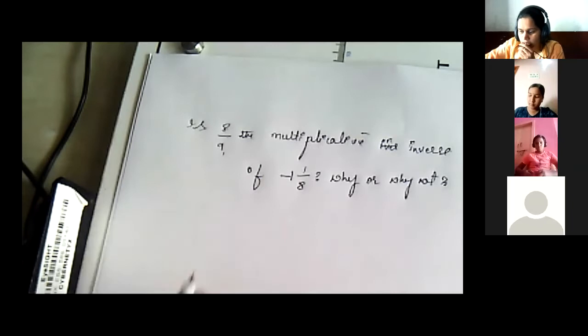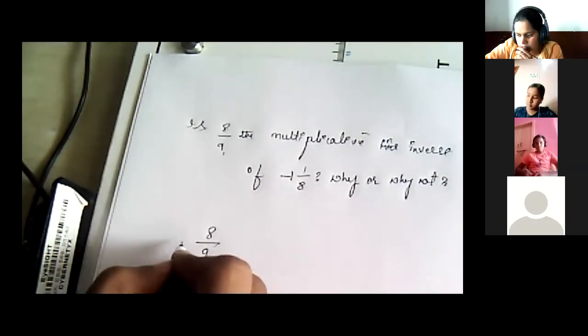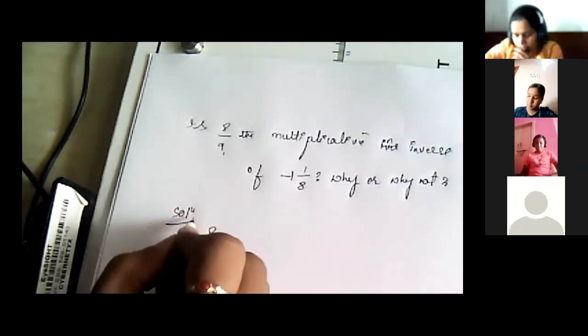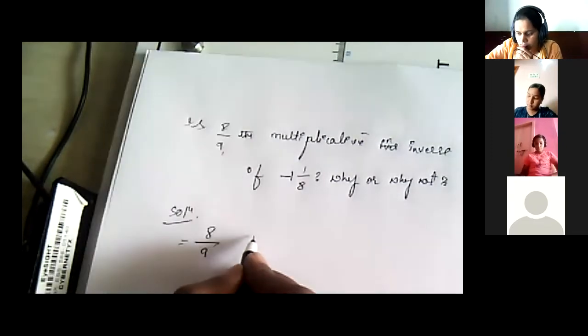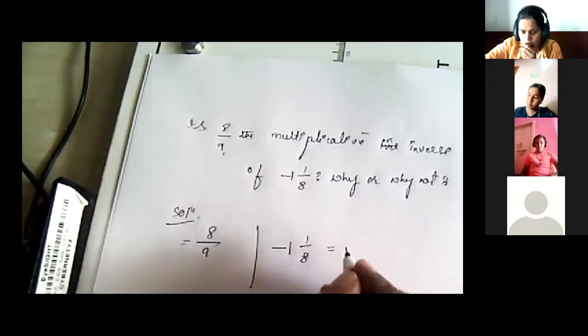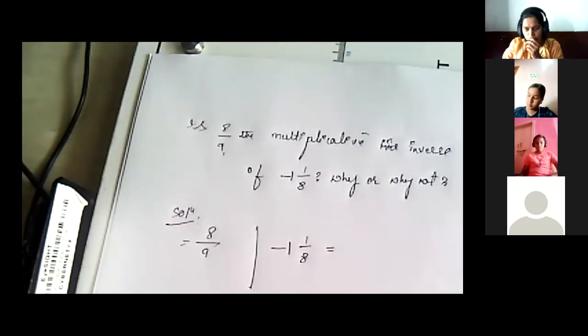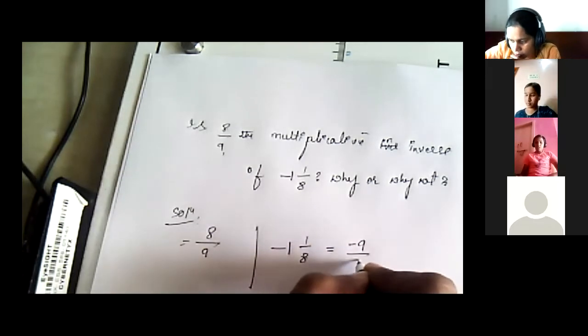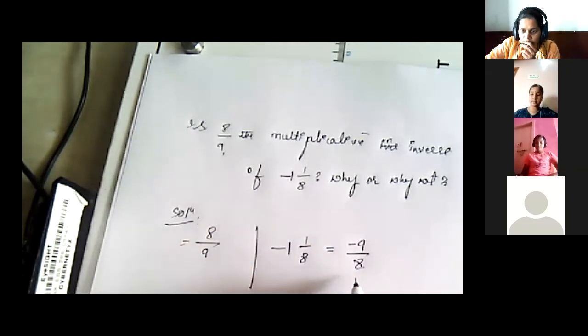So now we'll write 8 upon 9 as it is. Then we will take minus 1 upon 8. How do we convert this mixed fraction into an improper fraction? After converting, what will you get? 8 ones are 8, plus 1, minus 9 upon 8. Do you remember how to convert a mixed fraction into an improper fraction? That is minus 9 upon 8.